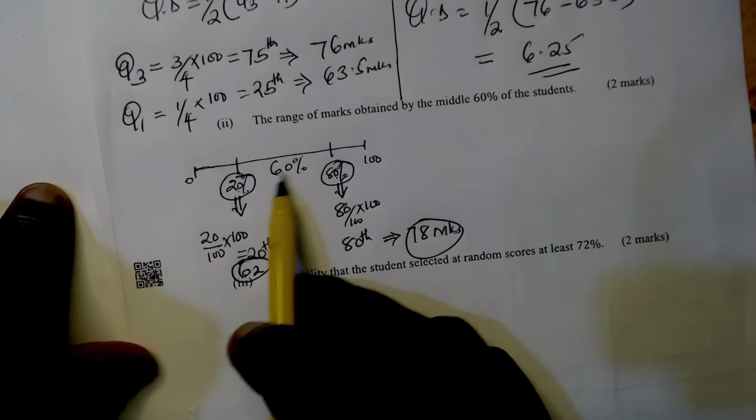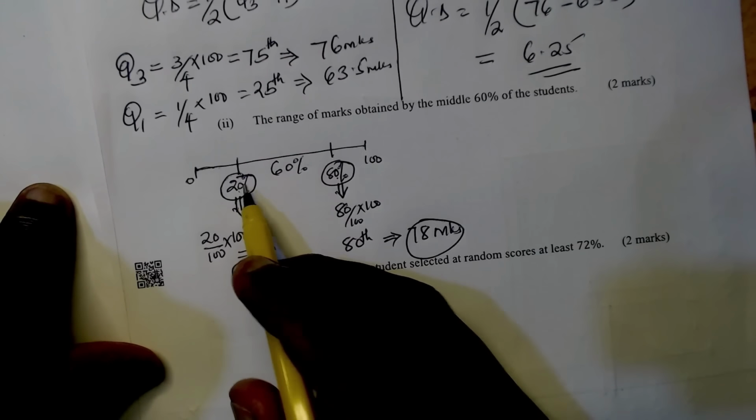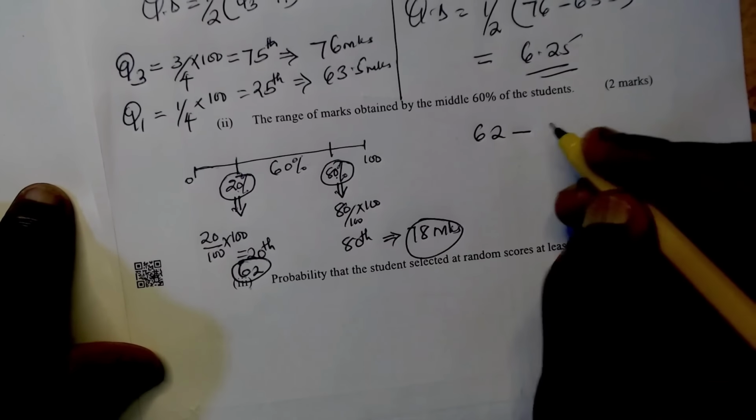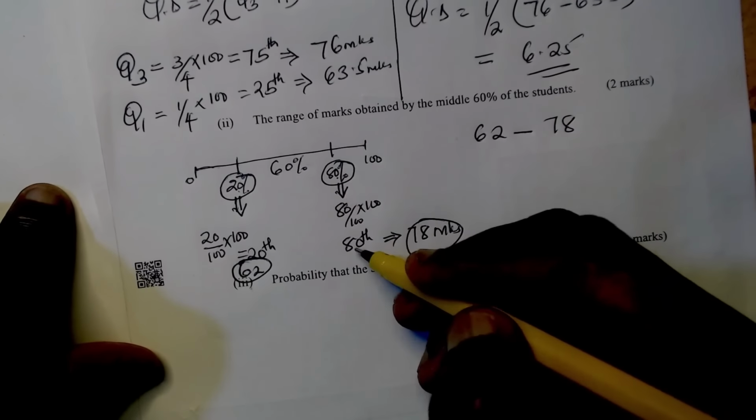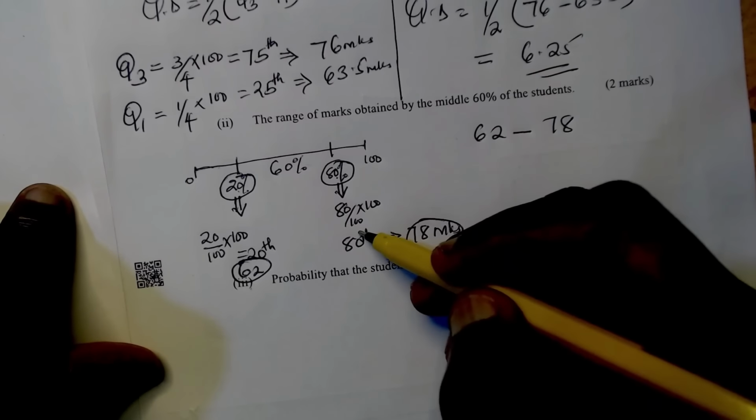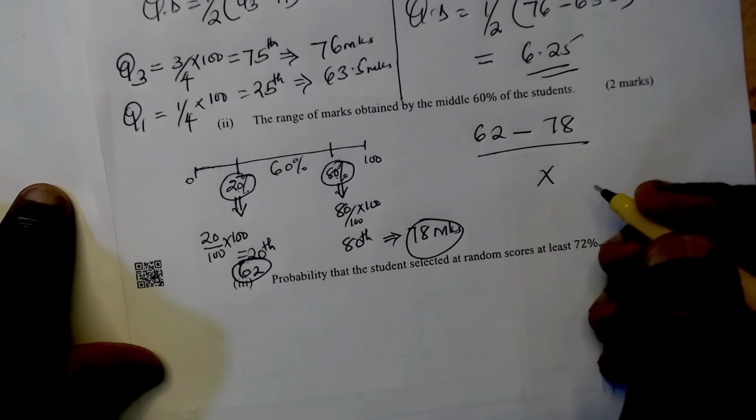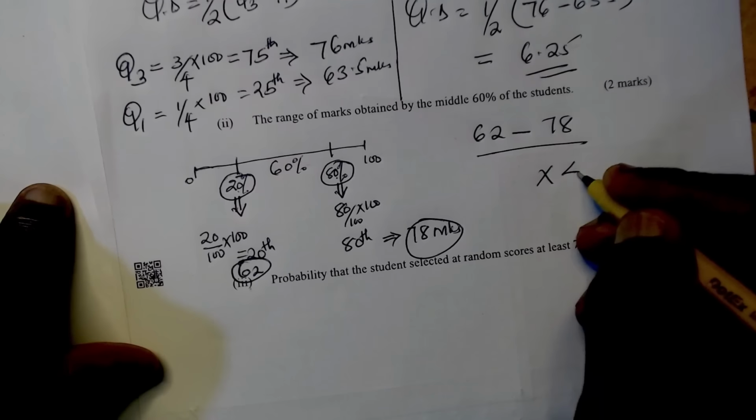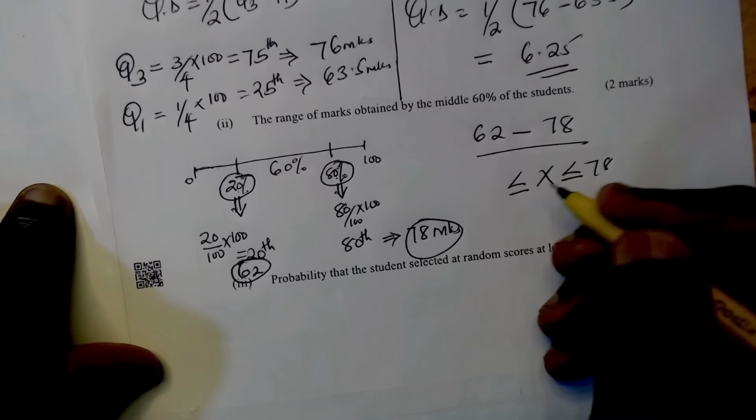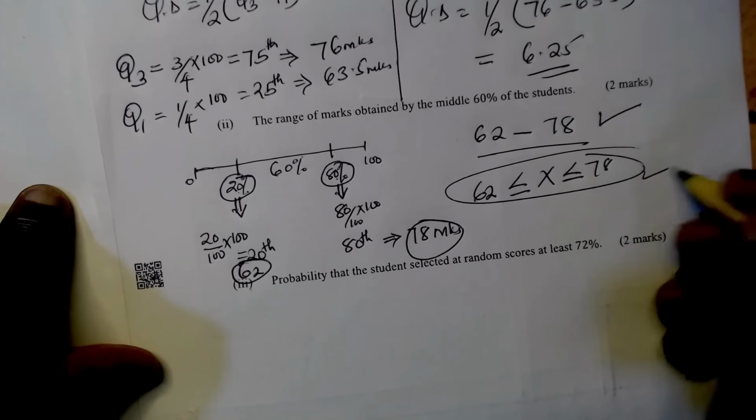So for the middle 60 students, the range of marks will be from 62, that is the 20th percentile, to 78, the 80th percentile. So that is the range. Or you can write it as x is less than or equal to 78, and greater than or equal to 62. Also, you can give the range like this or like this. So that is how we give the range.